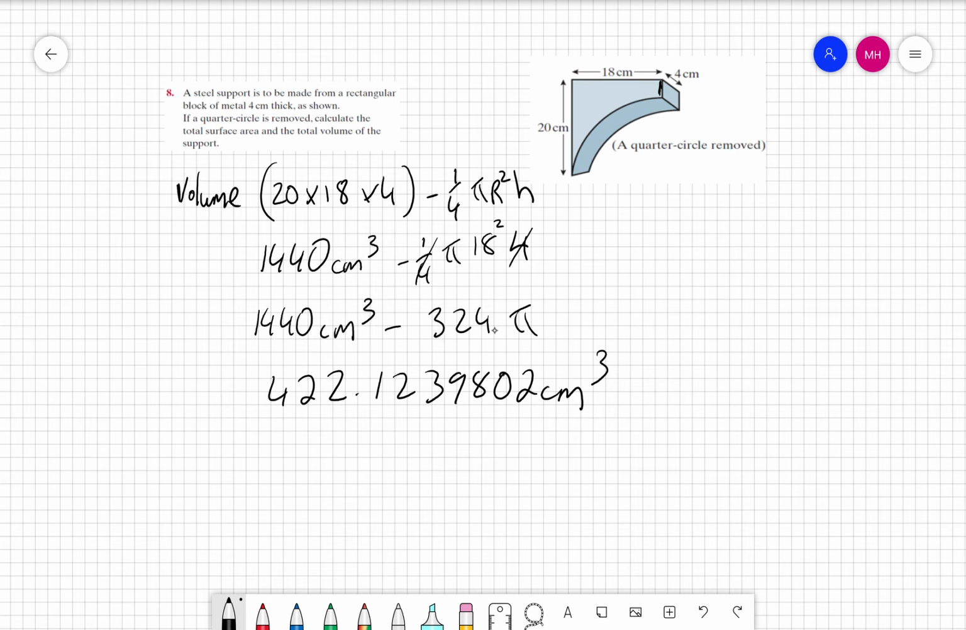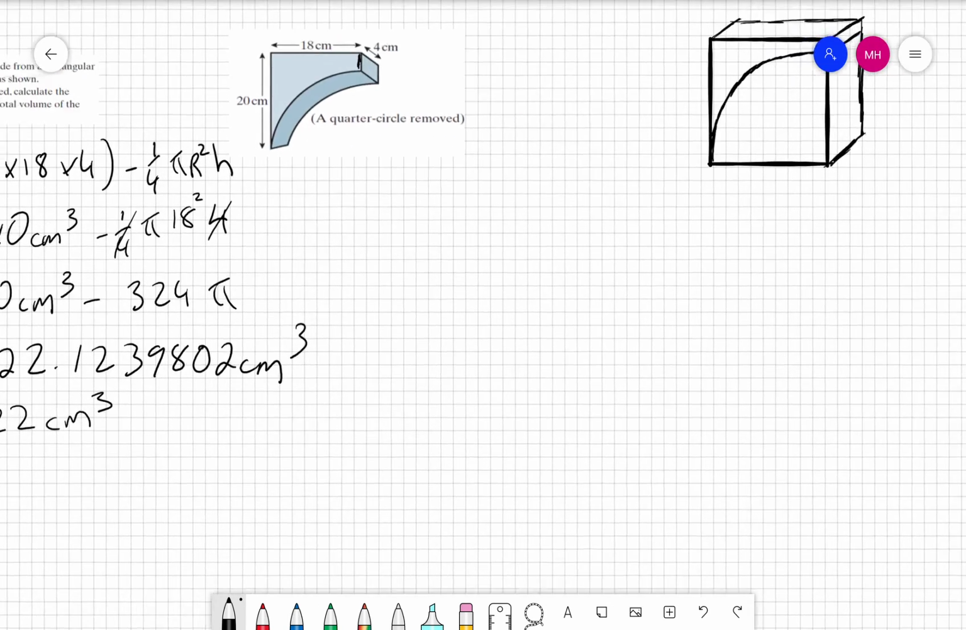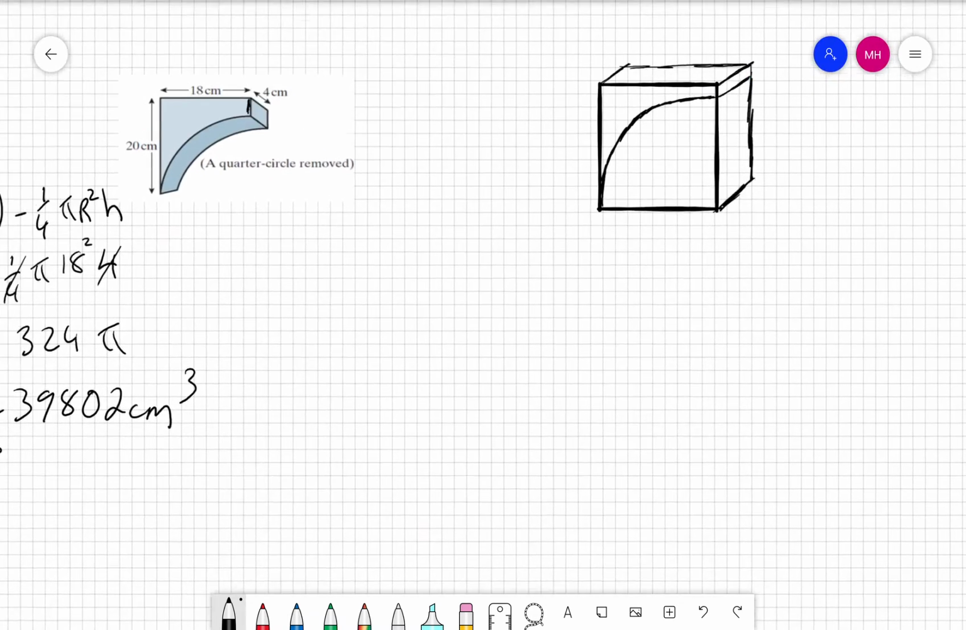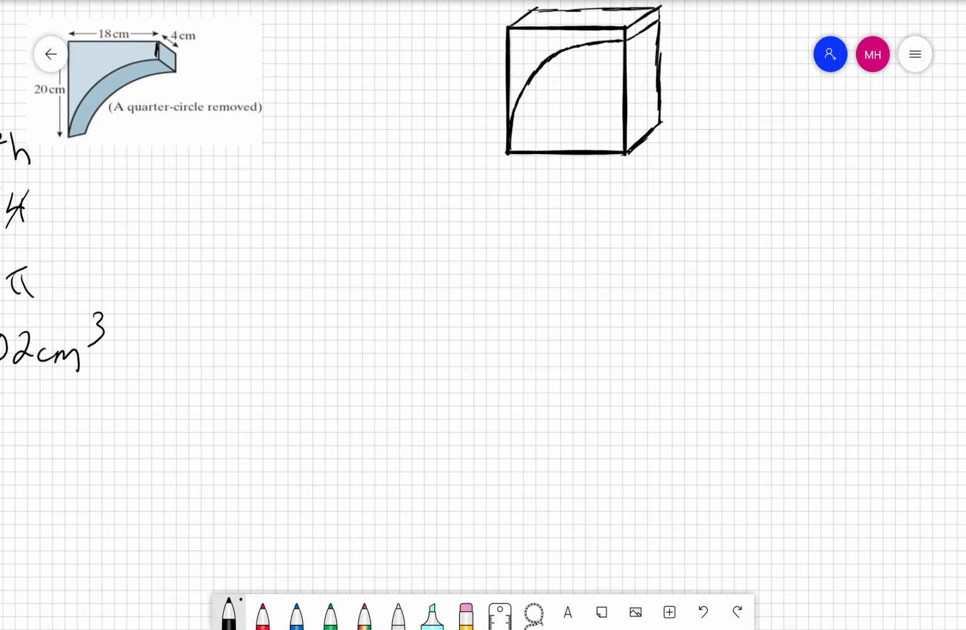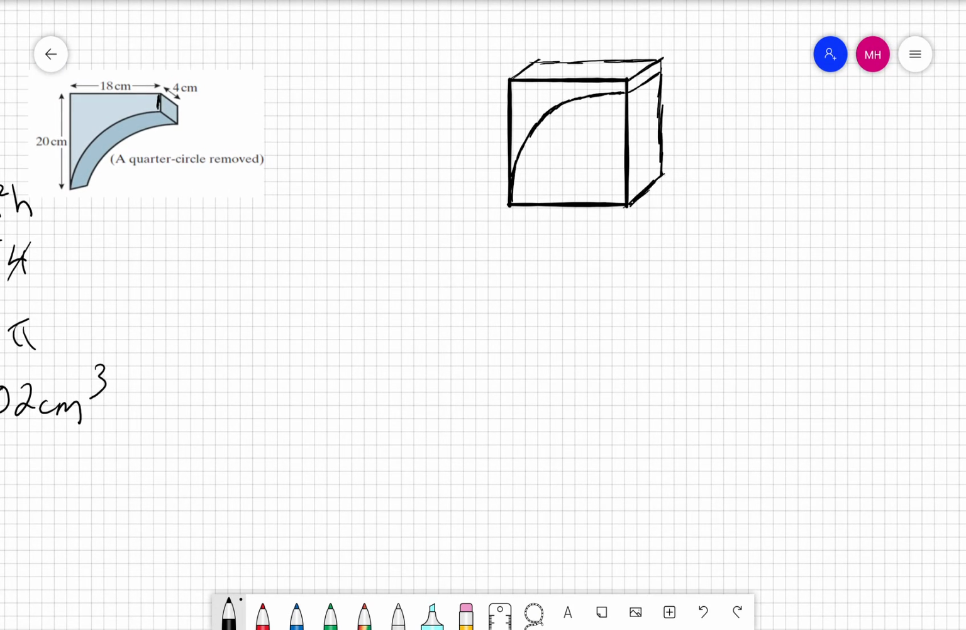Does it say to the nearest? No. Okay, if you have to round to the nearest centimeter cubed, it's going to be 422 centimeters cubed. Now you need to find the total surface area, and your total surface area is going to be equal to your flat surfaces plus your curved surface.